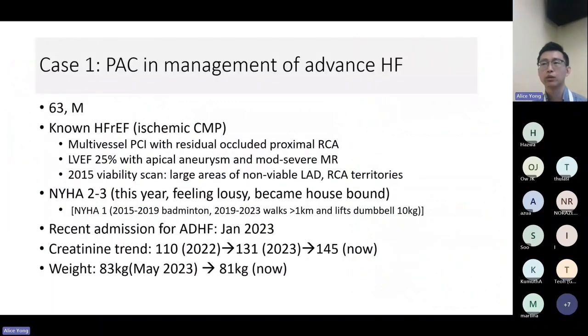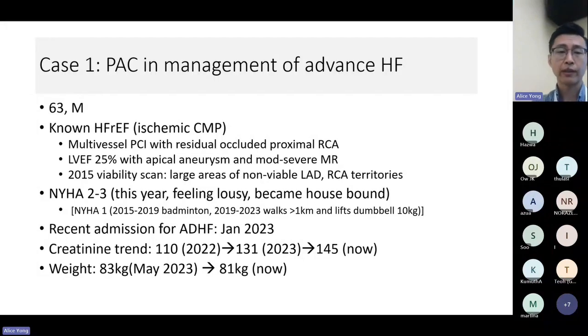So there are 3 cases that I want to share for usage of pulmonary artery catheters or Swan-Ganz in advanced heart failure patients. Case number 1 is on patients who come in with advanced heart failure. How do we use the PA cath to help us? We have a 63-year-old man. He has reduced ejection fraction. He has ischemic cardiomyopathy. Basically, the vessels are non-revascularizable anymore, and many places are non-viable.